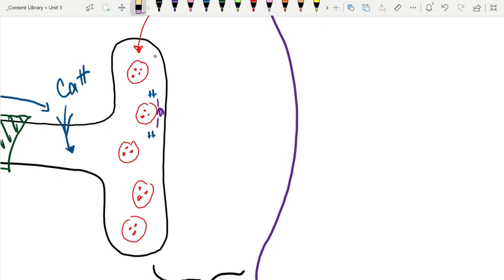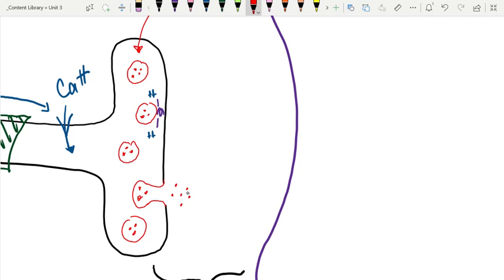So let's draw that down here, where this exocytic vesicle has fused with the outer membrane, and what we see is the release of neurotransmitter. So again, the action potential propagates down the length of the axon. At the end of it, we open up voltage-gated calcium channels. As calcium comes in, calcium binds to SNARE proteins and causes the exocytosis of vesicles containing neurotransmitter, releasing it out into the synaptic cleft.